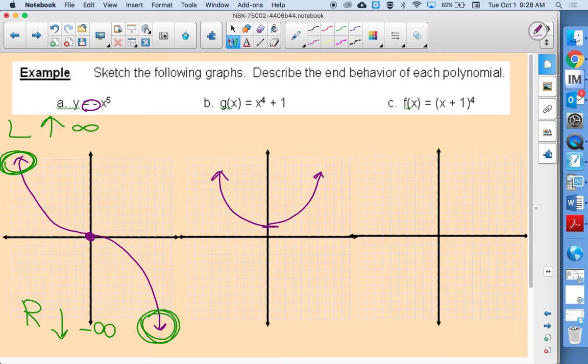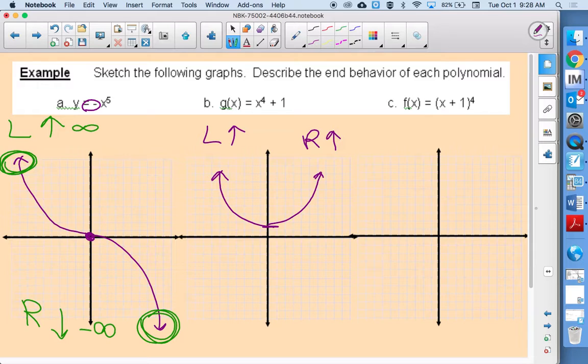Yeah, both sides are going up because it's even. So even, both go up. They do the same thing together. So we would say the left goes up and the right goes up. Again, that's end behavior. So when it's even, they both do the same thing. When it's odd, they split. One goes one way, one goes the other.